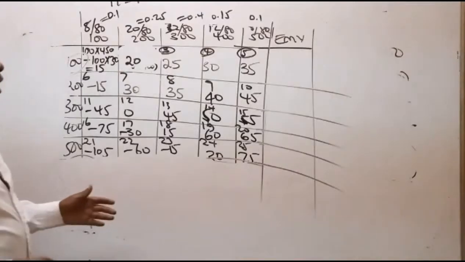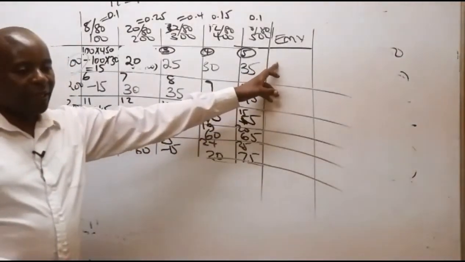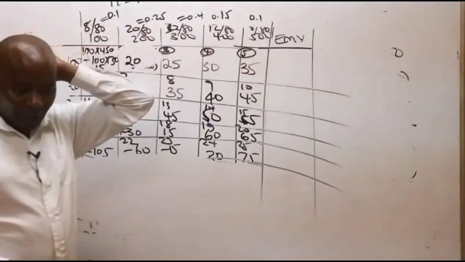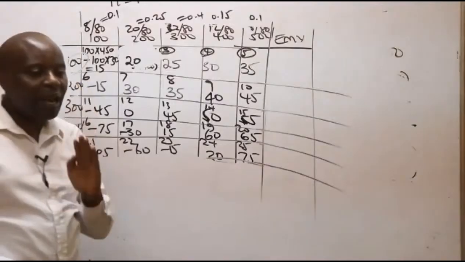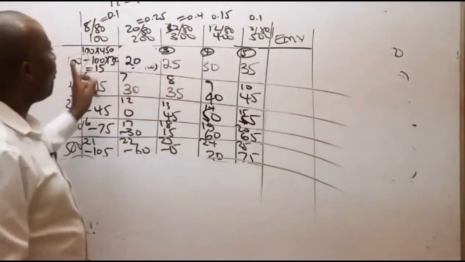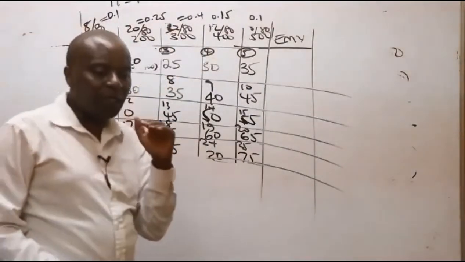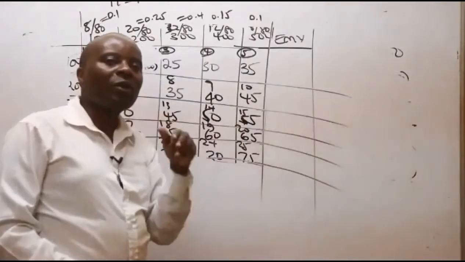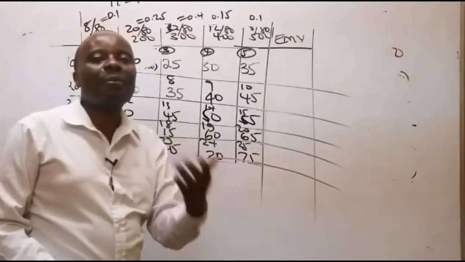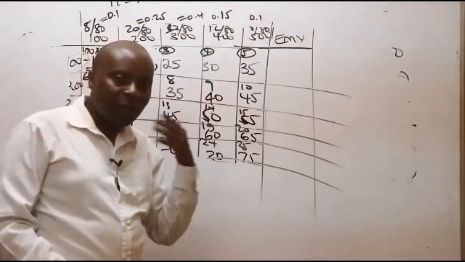So what are we going to do to be able to get expected monetary value for the first alternative? If you're careful, I'm not putting these probabilities under the alternatives. We normally put probabilities under states of nature, because states of nature are the ones you're not able to predict. I can state how many units I'm going to supply. I can say I'm going to supply 100. That one is within my control.